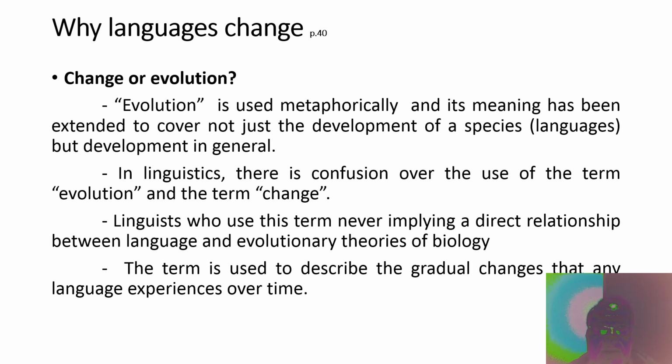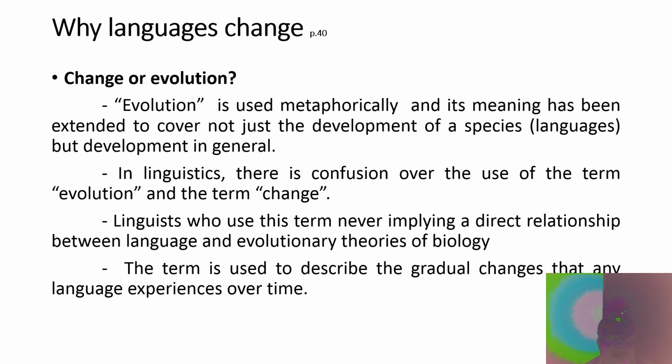Let me explain it another way. The term evolution is used when we talk about the development of biological species on Earth. So when we talk about the evolution of man, the history of the development of man on Earth as species. And this term is borrowed from biology to be applied to linguistics in order to say that, like what happened in the natural development of species, languages develop in the same way.